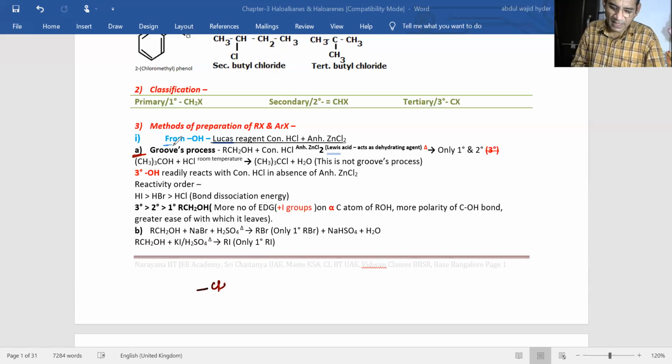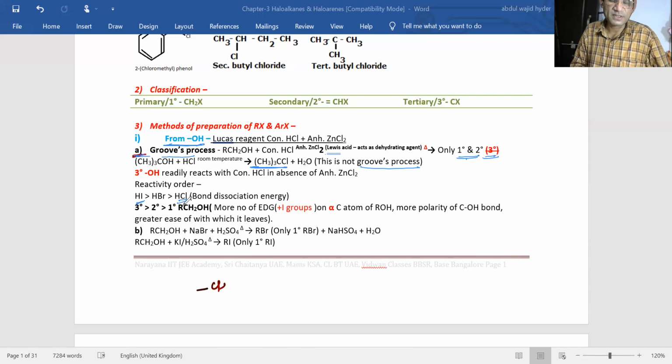First was alcohol, and in alcohol, first is Groove's process, in which concentrated HCl and anhydrous zinc chloride react with alcohol. Here primary and secondary haloalkanes can be formed, but 3 degree haloalkanes will never be formed by this Groove's process. And tertiary alcohol reacts with HCl, not with the Lucas reagent, at room temperature to form tertiary butyl chloride. Other than that, H2O will also be formed. This is not Groove's process. 3 degree alcohol reacts most readily, HI reacts most readily, and HCl reacts at the slowest rate.